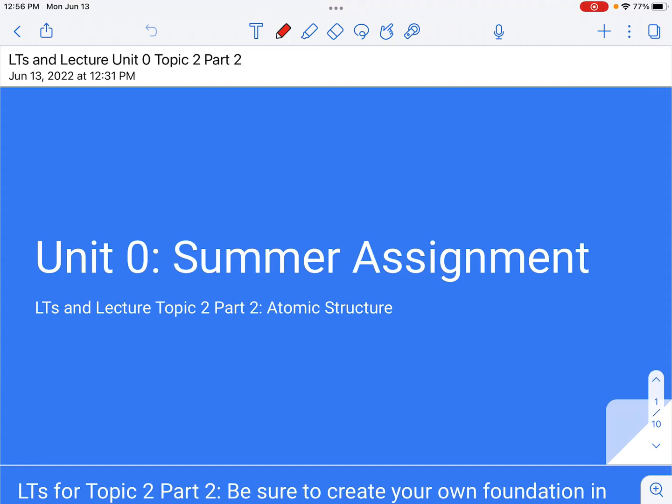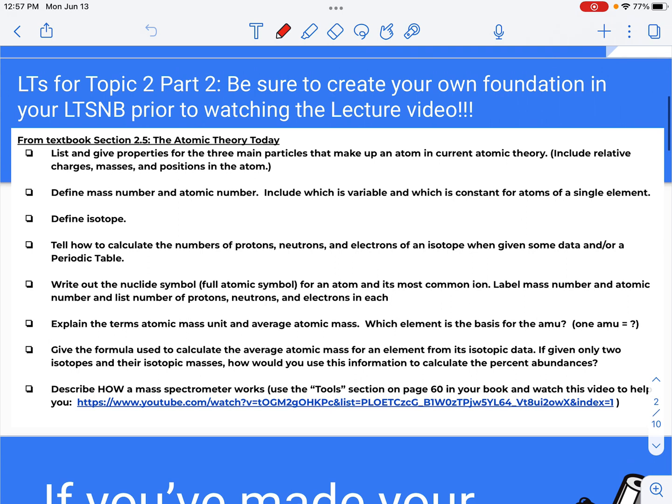This is the second lecture in topic 2 of your summer assignment. So this is topic 2, part 2, atomic structure. As usual, please make sure that you've used this to create your own learning targets. A lot of this you'll find is review.